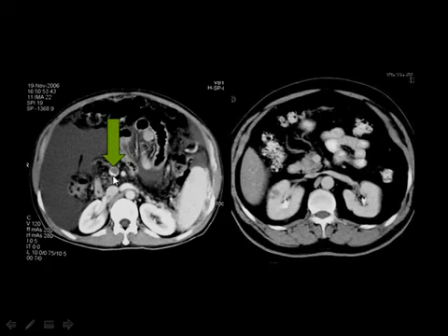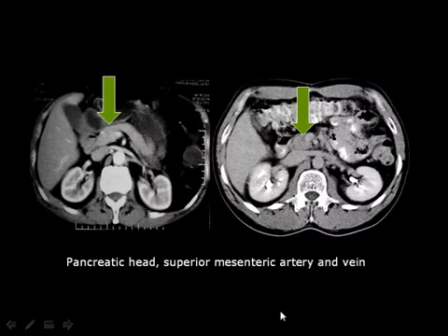This arrow points to the superior mesenteric vein, which shows internal filling defect denoting thrombosis, and you can easily discriminate the superior mesenteric artery, and the vein should be homogeneously enhancing, and if you see filling defect inside the vein, you know that this vein is thrombosed, and this explains the presence of marked ascites inside the abdomen.